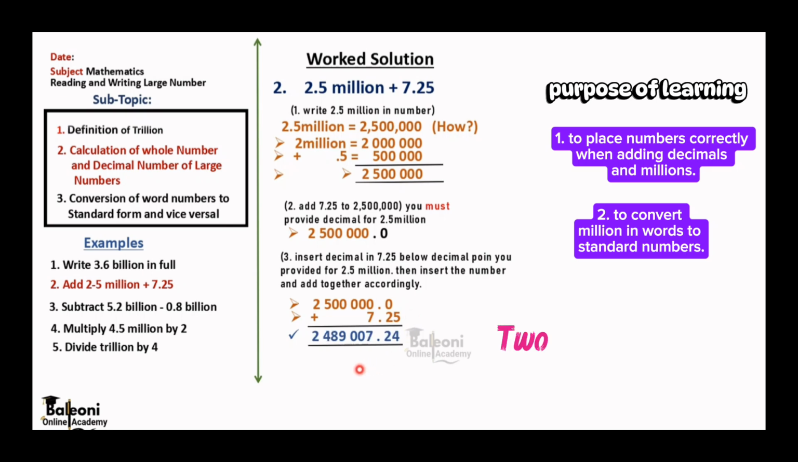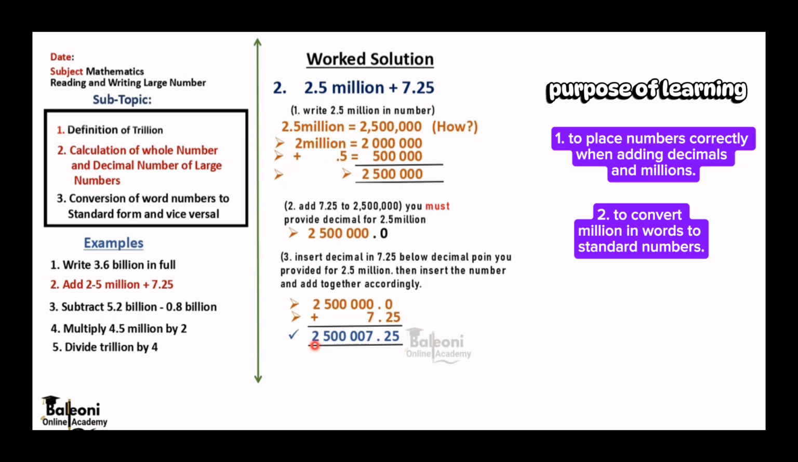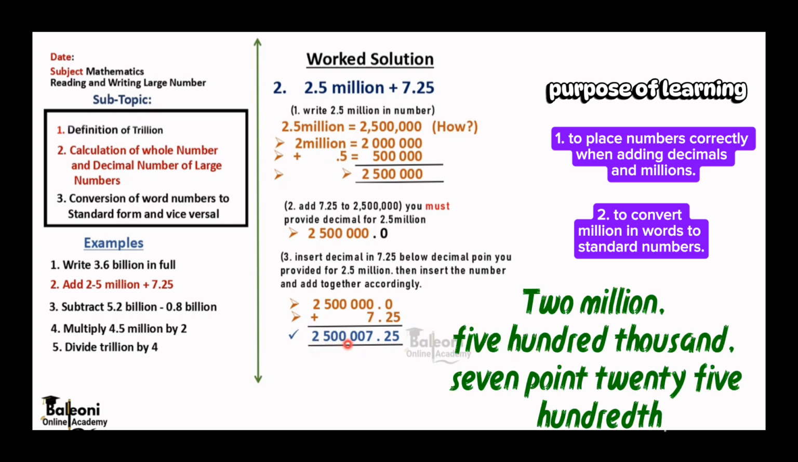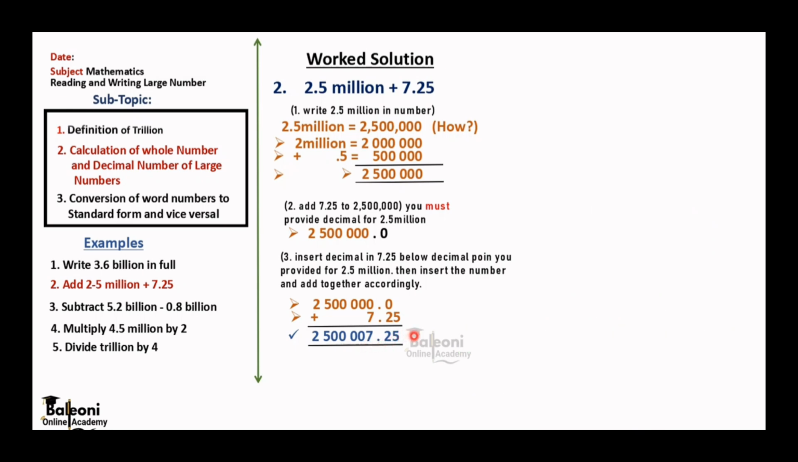That is 2,500,000 and 7.25. Or you can say 2,500,007.25. So that is the answer.